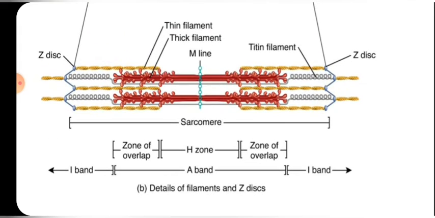Here in this, the I band, and after the I band, you can see the zone of overlap wherein the H zone is present. Again, it is followed by another zone of overlap, and this depicts the A band.